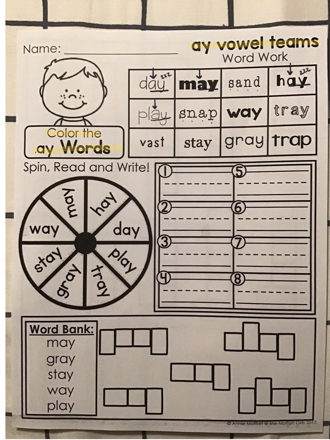Then we have snap. S-N-A-P. Snap. No vowel team there. Way. W-A. Vowel team at the end. The first vowel does the talking.